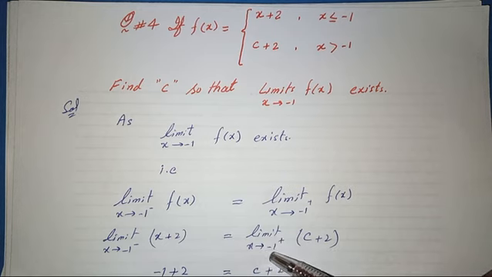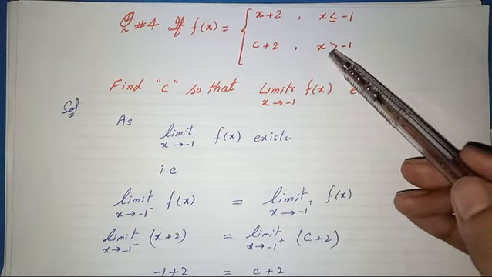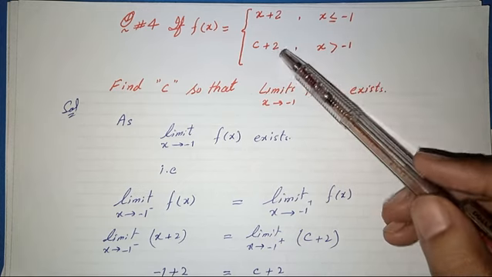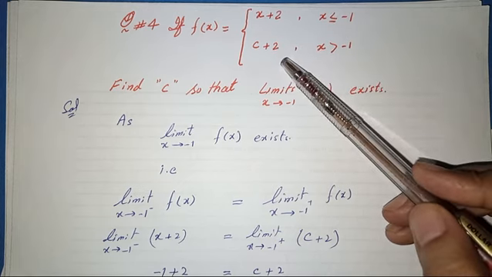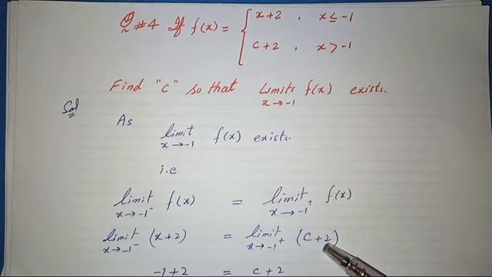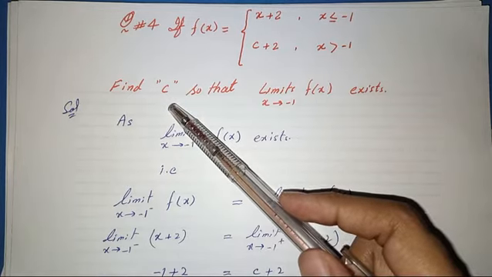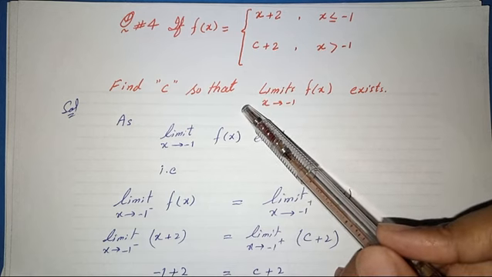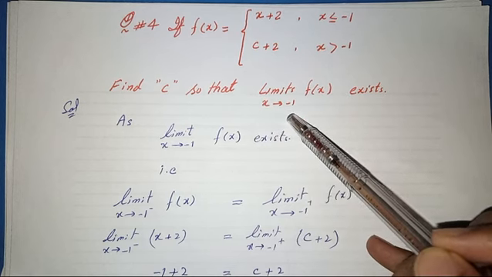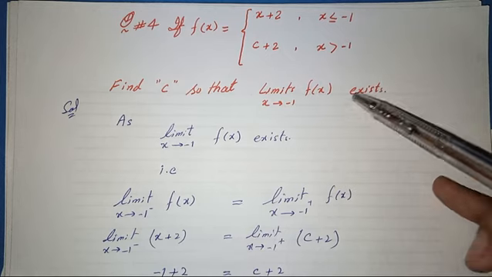So it means that the value of x is greater than minus 1. Come to this statement, x value is greater than minus 1, so there the function is c plus 2. So write in place of f of x, c plus 2. On the left hand side minus 1 plus 2 after putting the limit, while on the right hand side c plus 2. So you can easily calculate the value of c, that is equal to minus 1. So in this way you have calculated the value of c by the given requirement, that limit x tends to minus 1 f of x exists. So now we have solved question number 4.